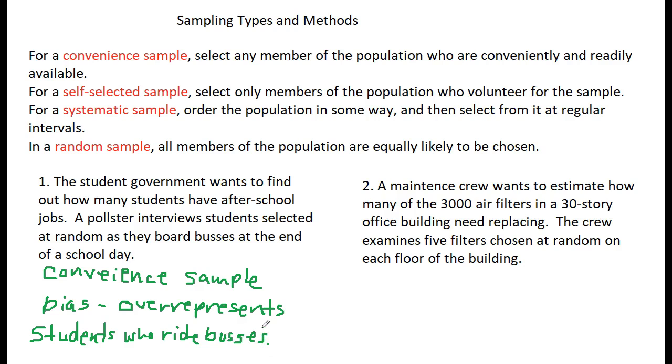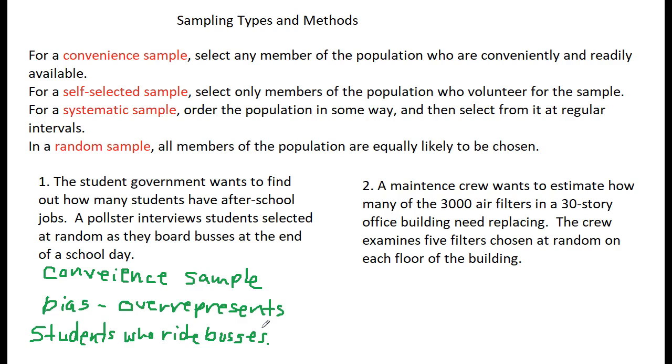I mean, it doesn't even represent those that are in after-school activities. I mean, they may have a job too, but they're not riding a bus home because they're after school at their activity. So you have to be very careful about biases when you are conducting a survey or a sampling type. All right, let's look at number two.